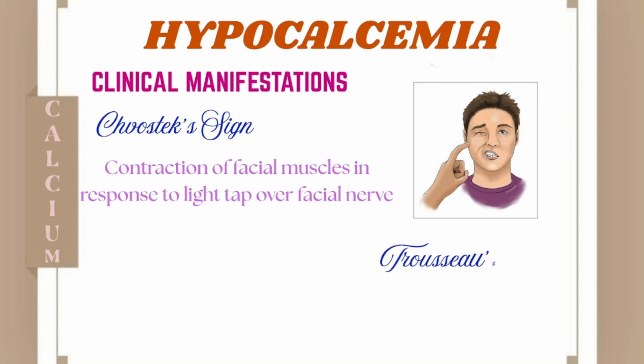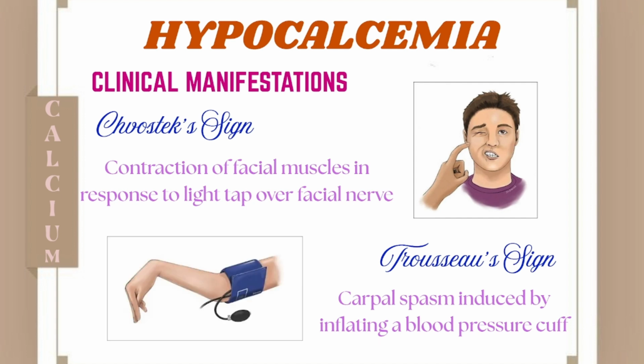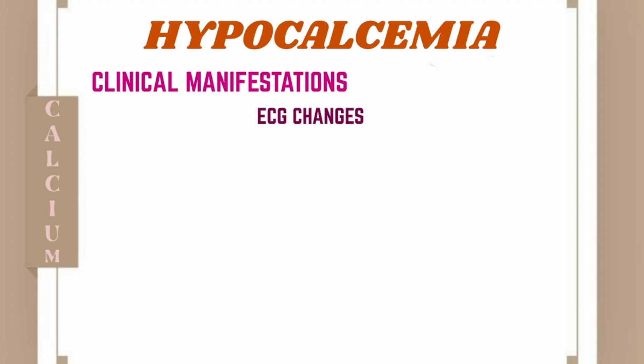And the second sign is Trousseau's sign: carpal spasm induced by inflating a blood pressure cuff. That means when we take the blood pressure of the person and inflate the BP cuff, carpal spasm, as shown in the picture, will occur. And if this spasm occurs, that means this is also a positive sign for hypocalcemia. So, whenever there is a condition of hypocalcemia, we have to remember these two signs, that is Chvostek sign and Trousseau's sign.